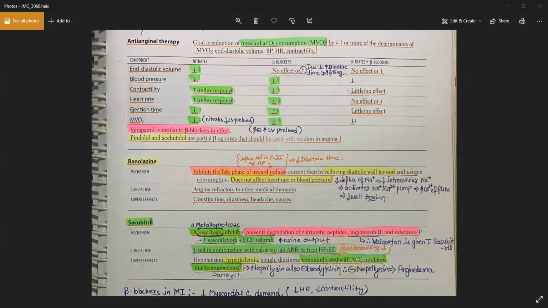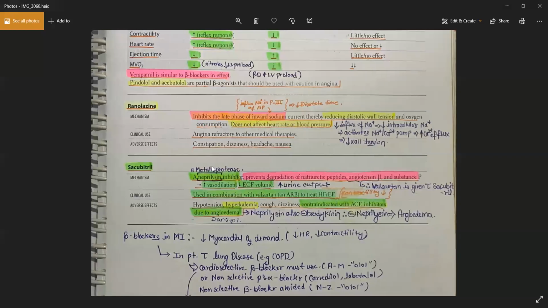Yes. And as a result, the oxygen consumption will also be reduced, but they have no effect on the heart rate or the blood pressure. Very important. They have no effect on the heart rate or the blood pressure, just reducing the oxygen demand mainly, not the contractility very much. So yeah, no effect on the BP, just reducing the oxygen demand. So that's why you can use ranolazine for angina therapy.